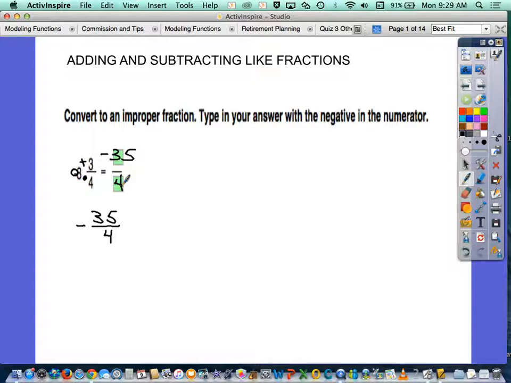So multiply the whole number and the denominator, then add the numerator to that product. Okay? Plus the order of operations tells us do multiplication and addition, right? If it's a negative mixed number, it's going to be a negative improper fraction, but we don't attach the negative until we've made it improper. Okay?